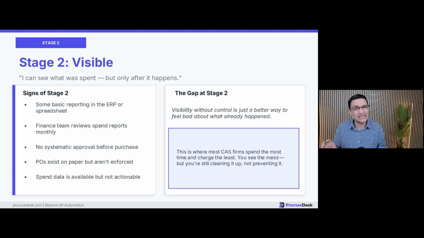PO might exist on paper. This is again very common. PO is purchase order, so you might have a purchase order process, but nobody follows it. That's again a very common scenario for growing companies. And the data is visible or available, but not actionable.